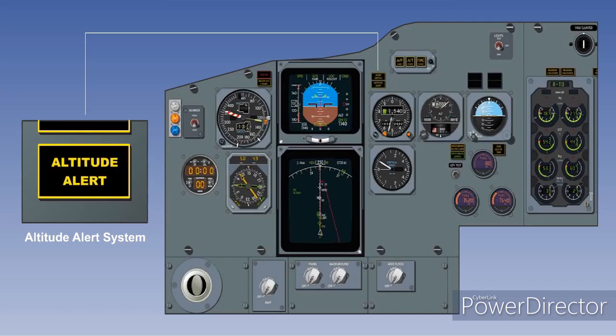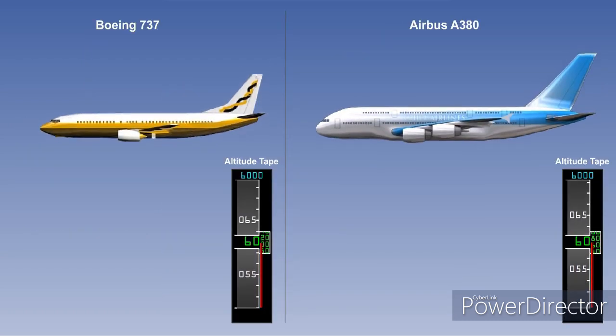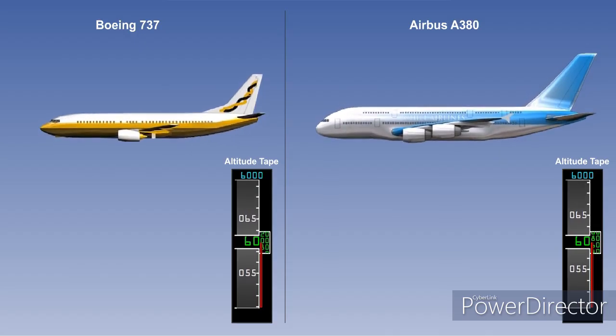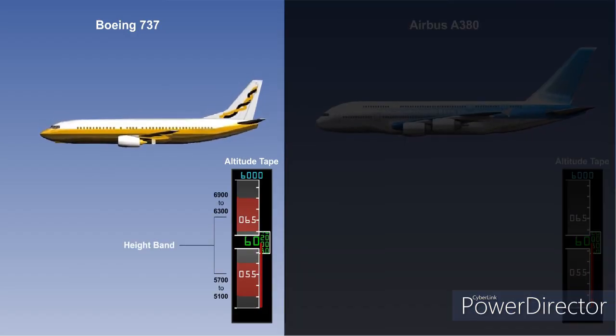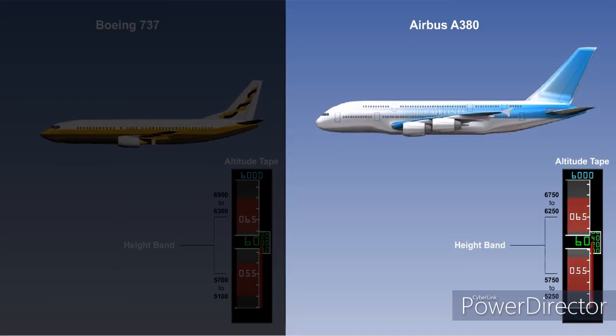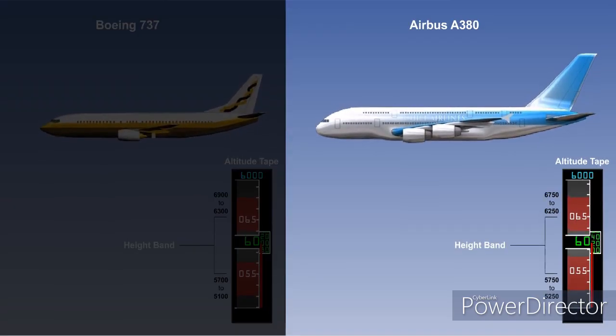The altitude alert system is designed to warn pilots when they are approaching or deviating from the selected altitude. The two major manufacturers, Airbus and Boeing, use different height bands in their alerting systems. The Boeing height band is between 300 and 900 feet. The Airbus height band is between 250 and 750 feet.